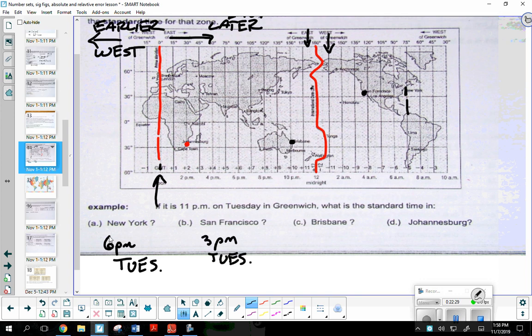And Brisbane, where's Brisbane? Australia. Because it is east of the prime meridian, that means Brisbane is going to be ahead. In fact, you're going to find it's ahead 10 hours. So if it's 11 p.m. in Greenwich, what would it be in Brisbane? It would be 9 a.m. Wednesday.